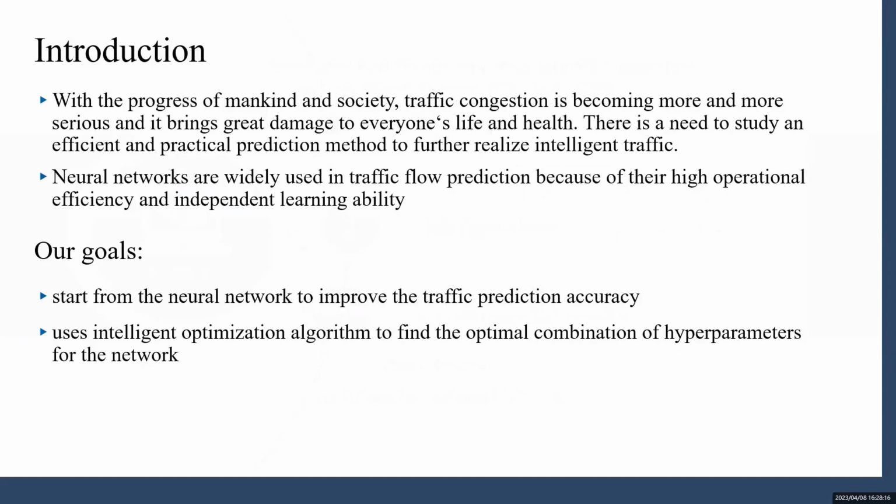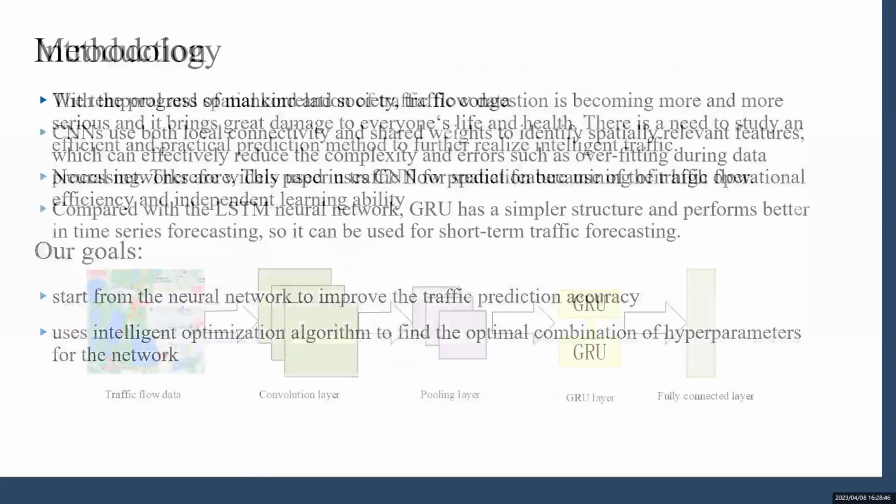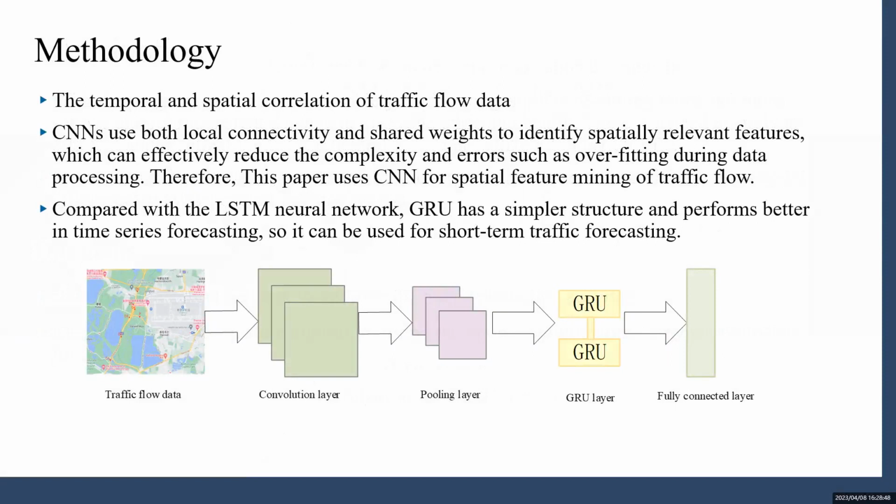Neural networks are widely used in traffic flow prediction because of their high operational efficiency and independent learning ability. Therefore, this paper starts from the neural network to improve the traffic prediction accuracy and uses an intelligent optimization algorithm to find the optimal combination of hyperparameters for the network as the goals of research. The method section begins below.